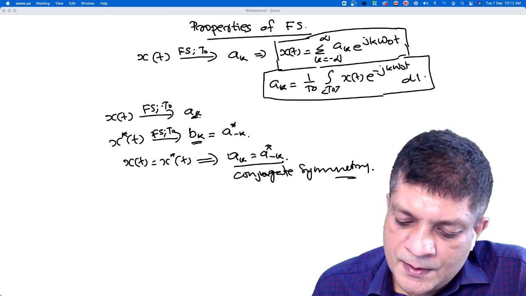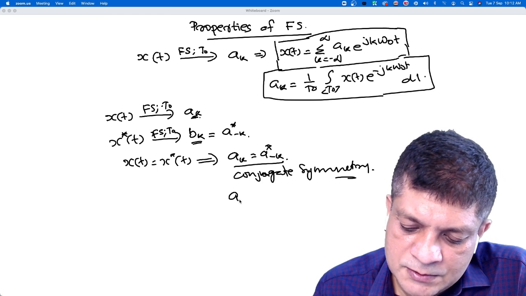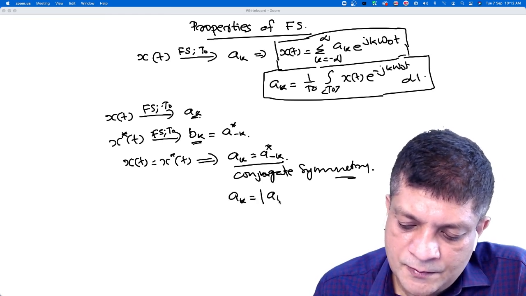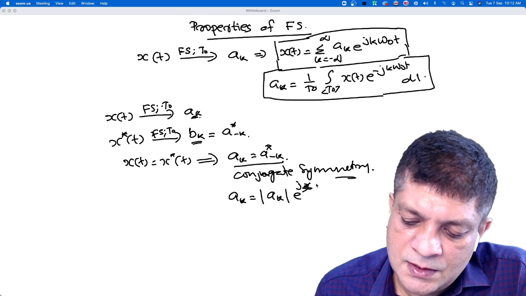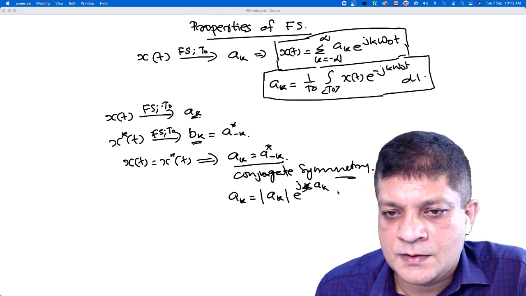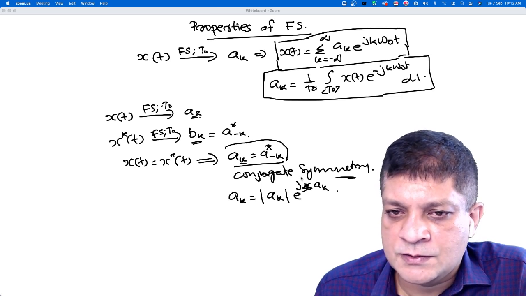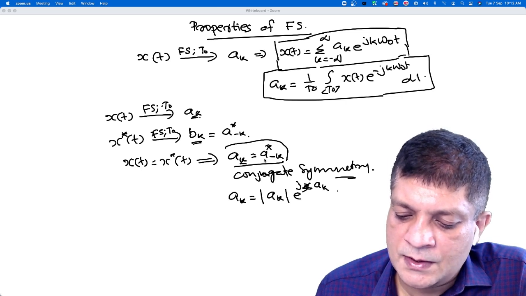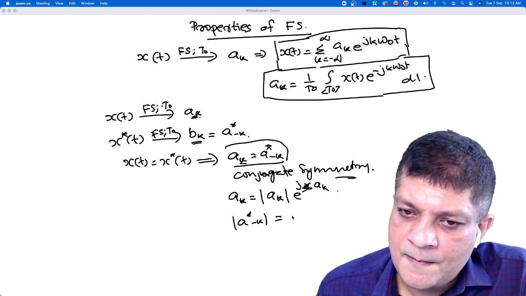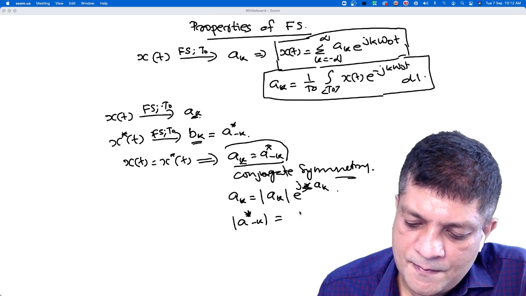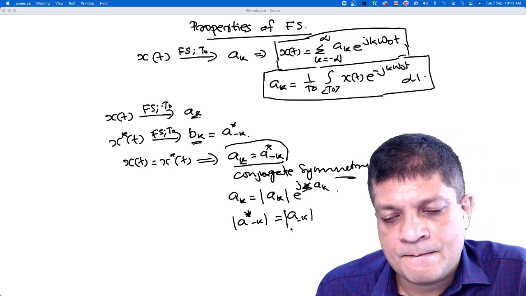In conjugate symmetry, the Fourier series coefficients ak are complex valued. So we can express this as ak is the magnitude of ak times e to the power j times the phase, or the argument. We call it the phase. Now tell me, what is the relation between the magnitude and phase in the case of a real valued signal? For a real valued signal, ak is a star minus k. What about the magnitude of this a star minus k? Is it the same as magnitude of a minus k? Yes, they're the same.